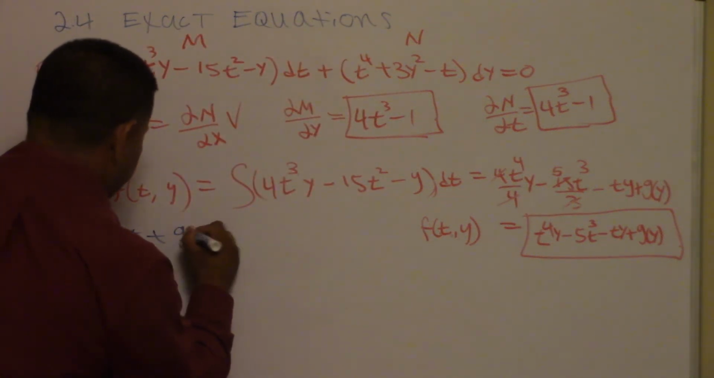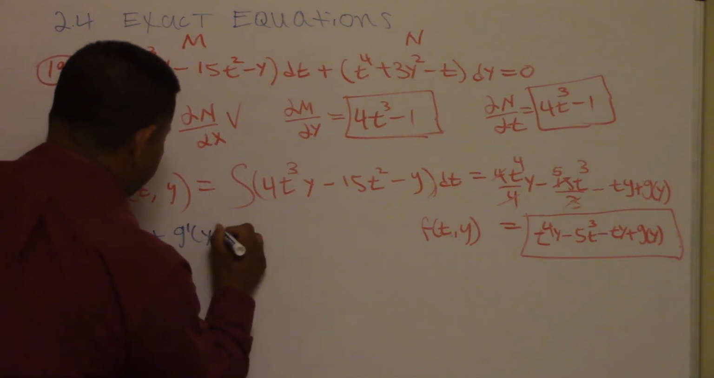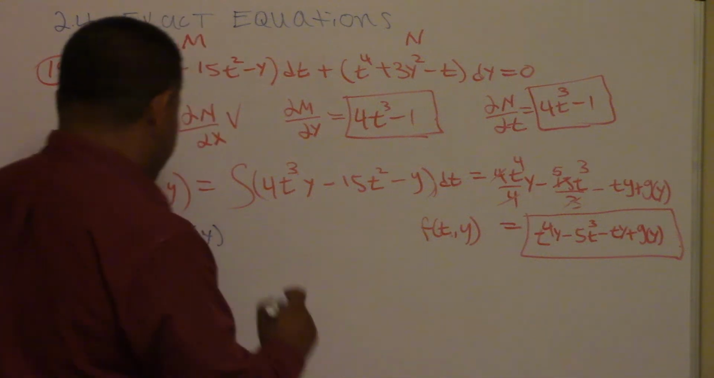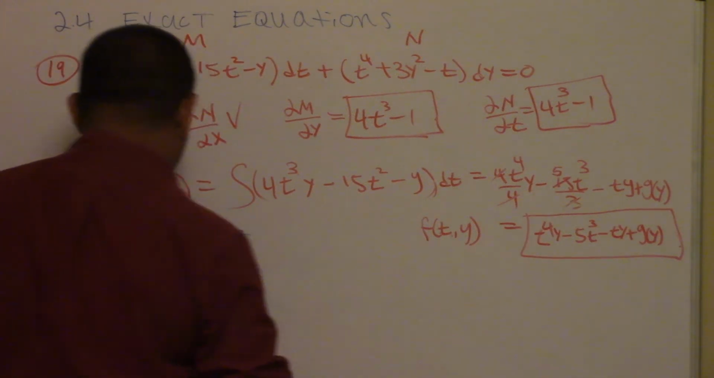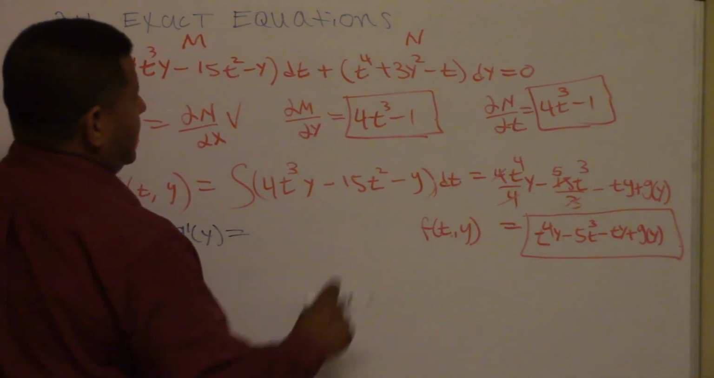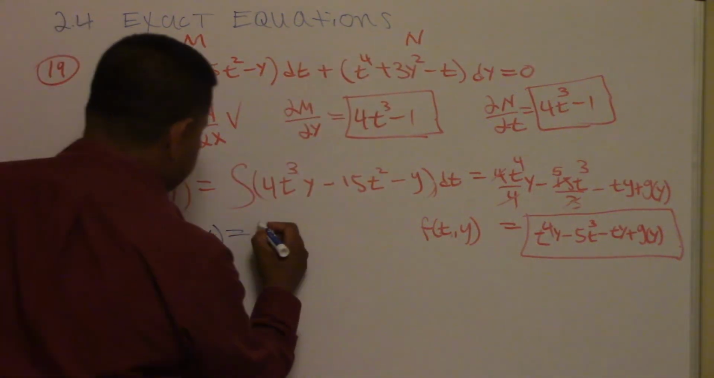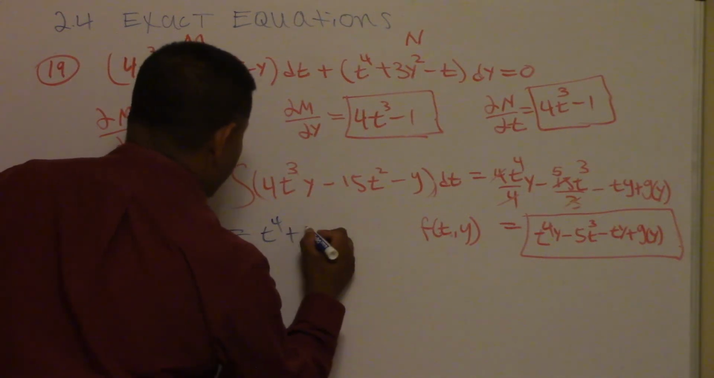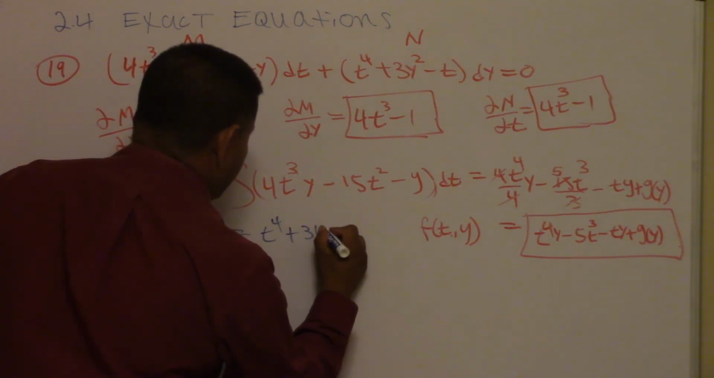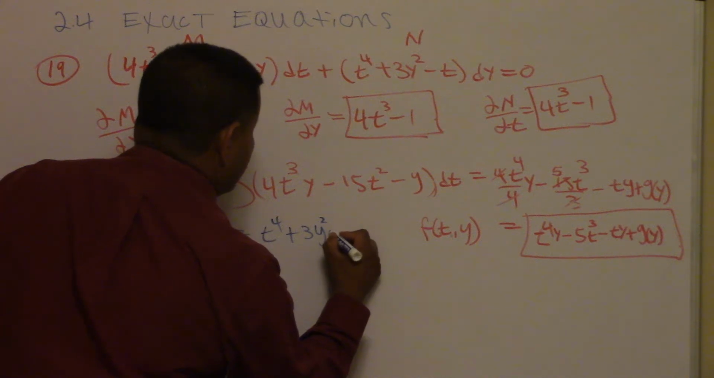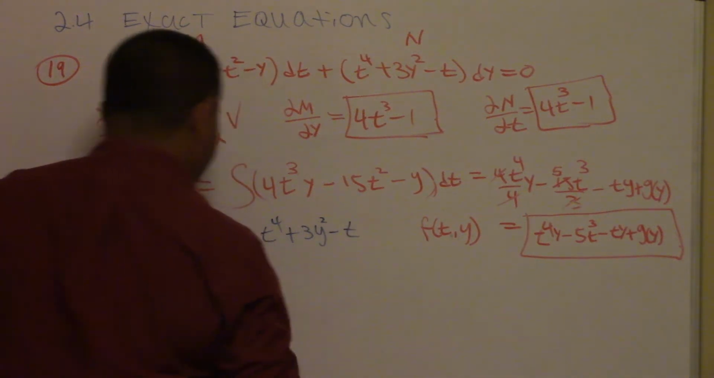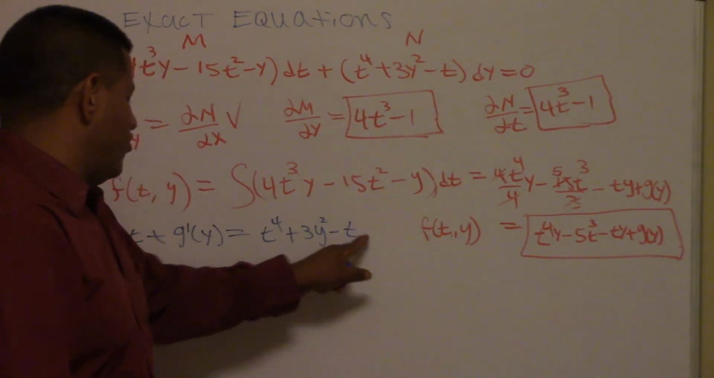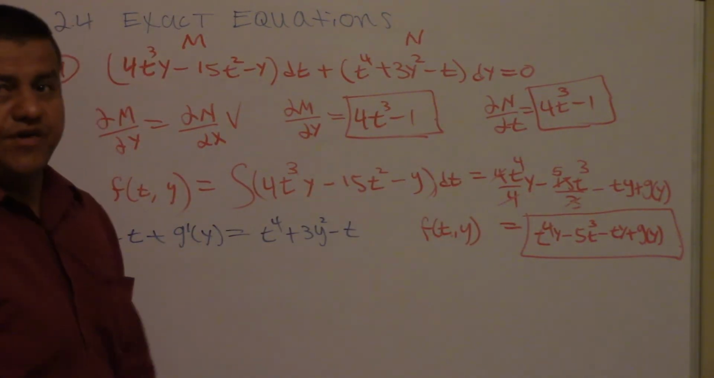If I take the partial with respect to y of g of y, that is going to be plus g prime of y. And I'm going to make it equal to n. Well, what is n? N is t to the fourth plus 3y squared minus t. Notice that I have dy, but I don't worry about writing that anymore in this case.